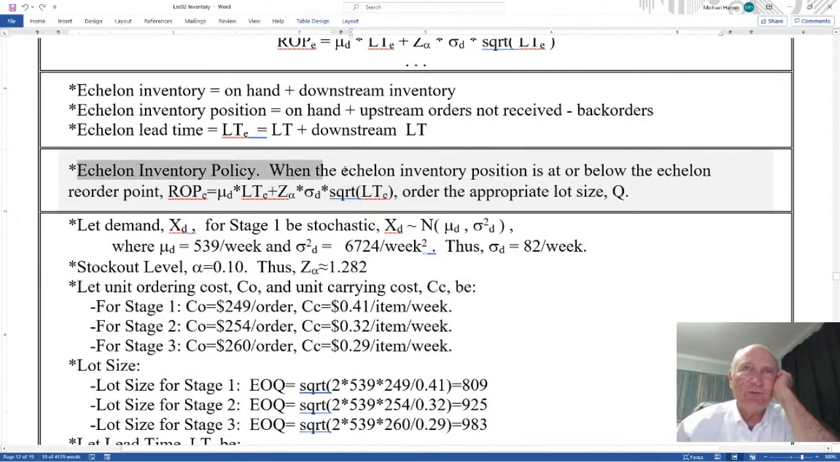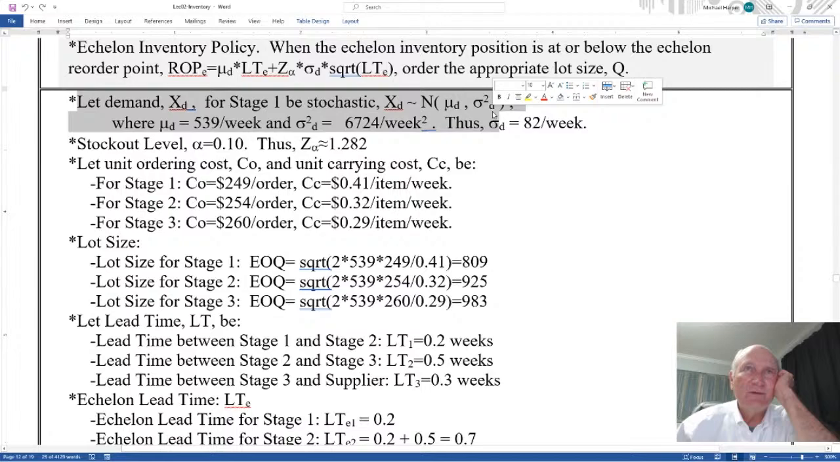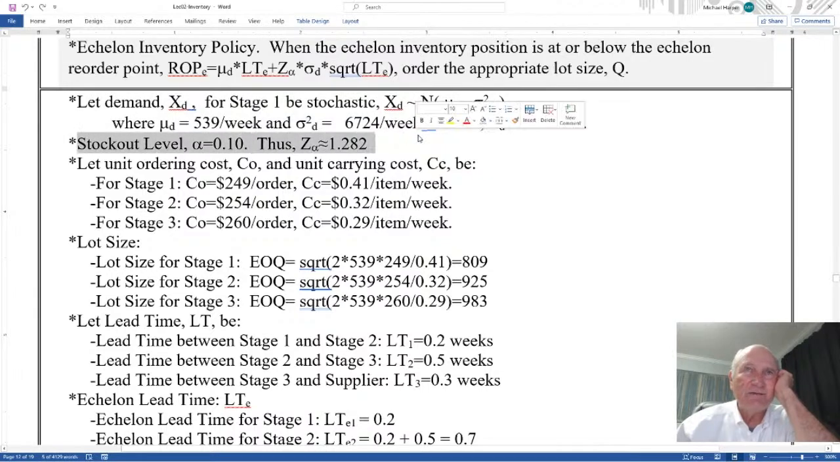When the echelon inventory position is at or below the echelon reorder point, then order the appropriate lot size Q. Okay, let me illustrate with an example. Let's let the demand for stage 1 be stochastic, 539 per week, and there's a variance, and then the stockout level is 10%.